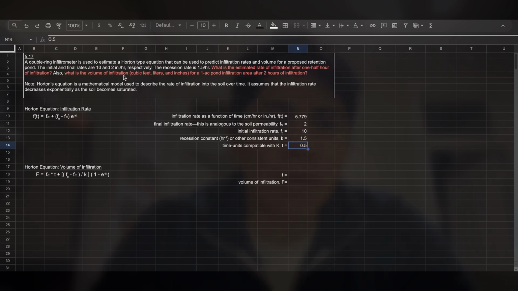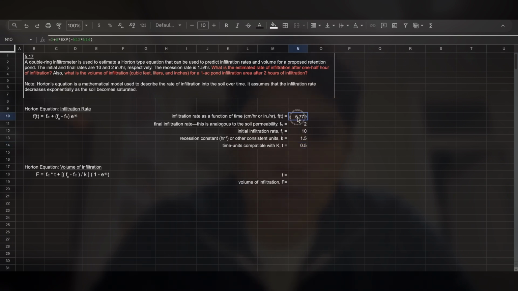Also, what is the volume of infiltration in cubic feet, liters, and inches for a 1 acre pond infiltration area after 2 hours of infiltration? For the second part, we're going to use this equation down here. Note, Horton's equation is a mathematical model used to describe the rate of infiltration into the soil over time. It assumes that the infiltration rate decreases exponentially as the soil becomes saturated. And that's why we use the decay rate right here with our exponent, with our e-value.